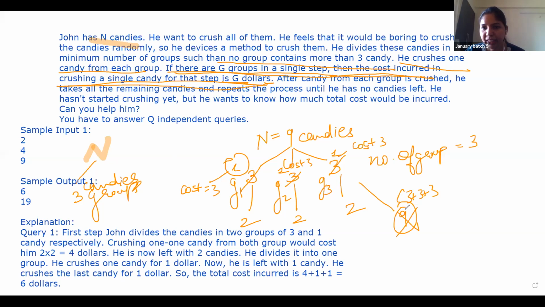I am thinking whether it should be 3 plus 3 plus 3 or whether it should be just 3. So let us see. Here they're saying first, they have taken n value as 4. So John would have 4 candies, divided into groups of 3 and 1. So 2 groups would have been there. So crushing one candy from both the groups would cost 2 into 2. So we are correct. So it was 3 plus 3 plus 3, that is 3 into 3, 9. So this understanding is correct.